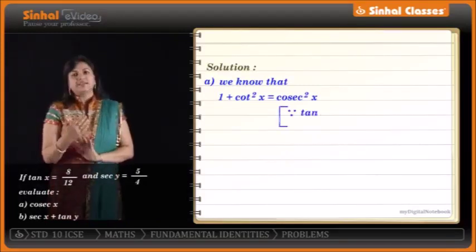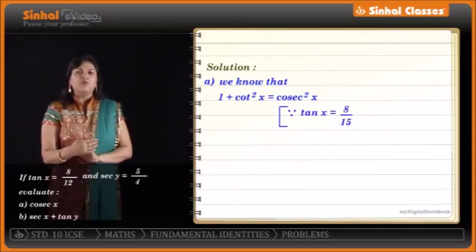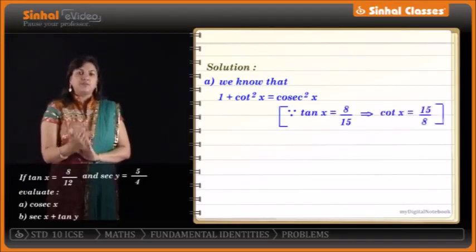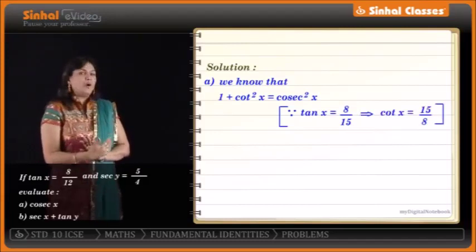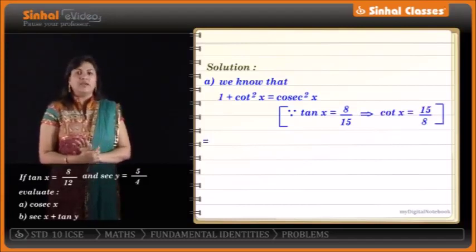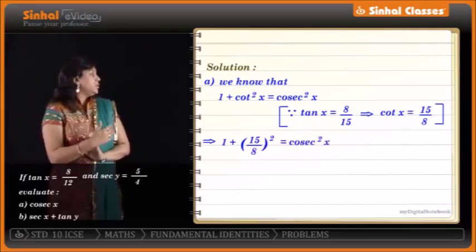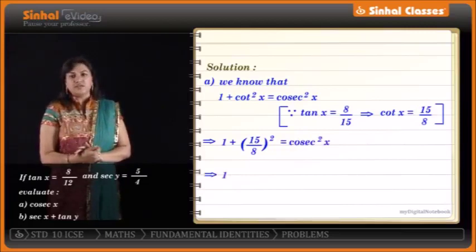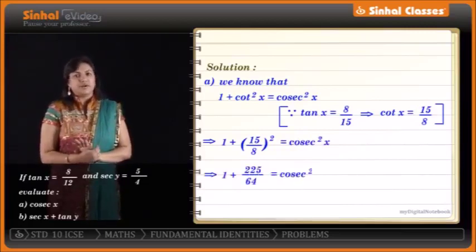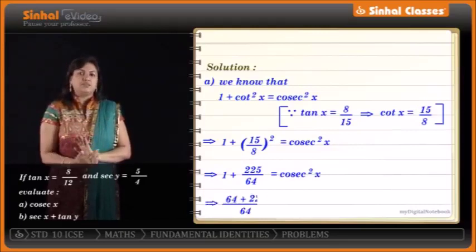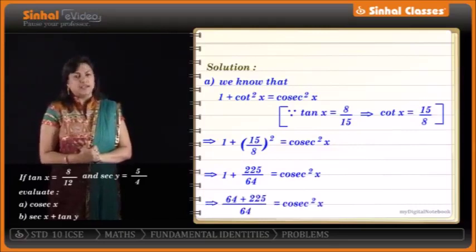tan x as 8 upon 15 and we know cot is the reciprocal of tan, so we get cot x as 15 upon 8. We substitute in the formula to get 1 plus (15 upon 8) the whole square is equal to cosec square x. Now expand it as 1 plus 225 upon 64 is equal to cosec square x. Take the LCM as 64, we get (64 plus 225) upon 64 is equal to cosec square x.